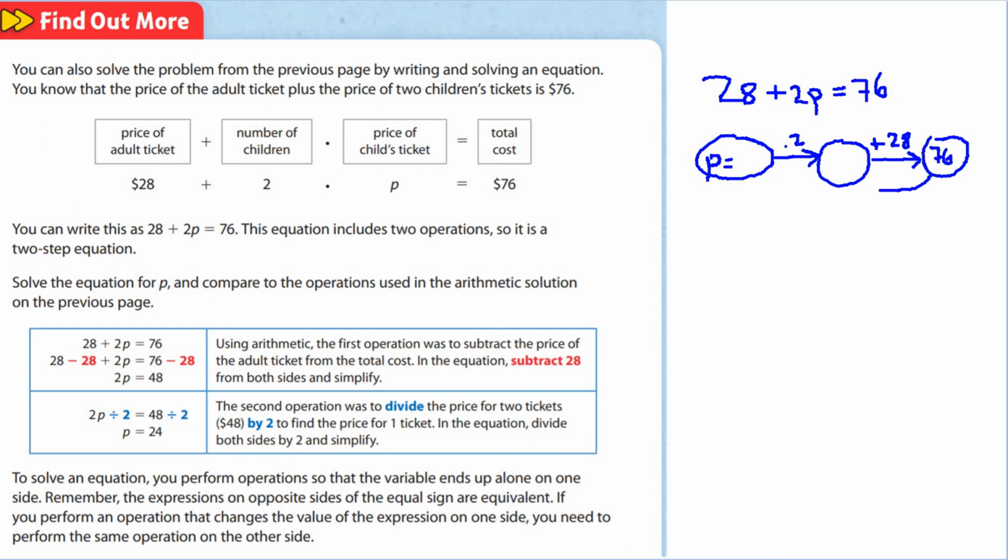Let me use a different color actually. Now let's backtrack. I just set it up. 76 minus 28 equals 48. And then the inverse of multiplying by 2 is divide by 2. 48 divided by 2, 24. Hopefully this makes sense. If not, I would go back in this video and re-watch that.